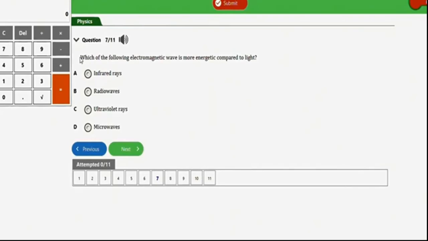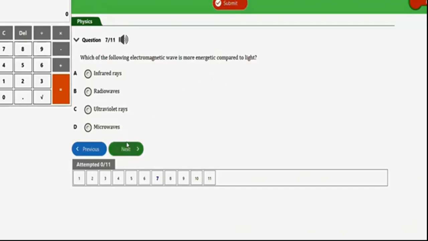So it's talking about which has more frequency compared to light. So we have infrared rays, radio waves, ultraviolet rays, and microwaves. So the right option on this question will be option C, which is ultraviolet rays. So ultraviolet rays have more energy or frequency compared to light.